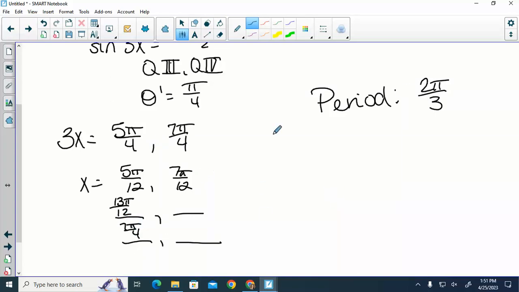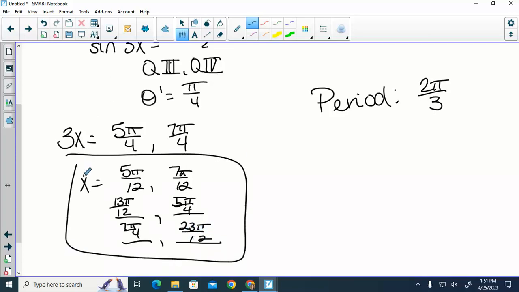Okay, 7 pi over 12 plus 2 pi over 3 is 15 pi over 12, so 5 pi over 4. Plus 2 pi over 3 is 23 pi over 12. So those are the 6 final solutions. And you can do a quick check: 23 over 12, that's still smaller than 2, so it is between 0 and 2 pi, just like we did.